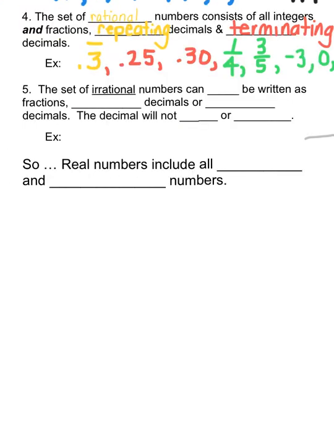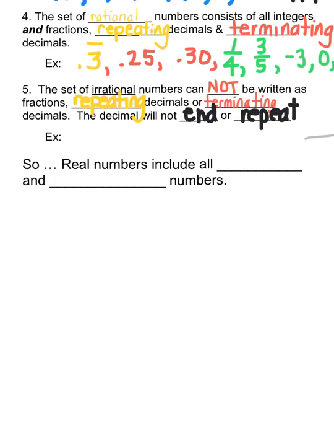Finally, we'll discuss the set of irrational numbers. Irrational numbers are the opposite of rational numbers. It's easier to describe what they are not. They cannot be written as fractions. They cannot be written as a repeating decimal, and they cannot be written as a terminating decimal. That means the decimal will never end nor repeat.